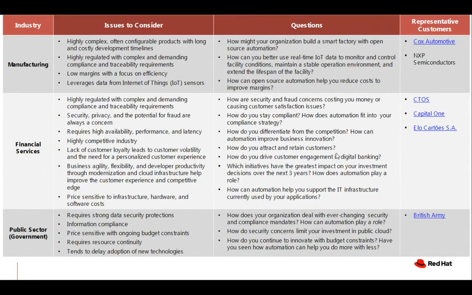And when it comes to government, they require really, really strong data protection, right? And they are very price sensitive with the kind of budget constraints, especially in the current scenario. So the kind of question that you will ask these customers is, how does your organization deal with the ever-changing security and compliance mandates? Governments keep bringing different kinds of compliance mandates, and how do you deal with that? You can deal with that only if you have a scalable and agile infrastructure, and a scalable and agile application development strategy also. Both things matter, not just infrastructure, not just application, both should go hand in hand, right?